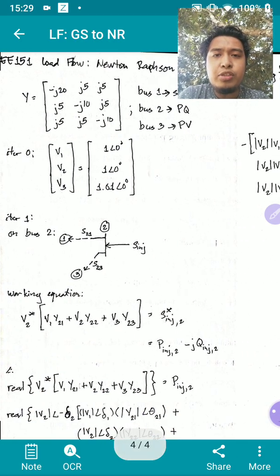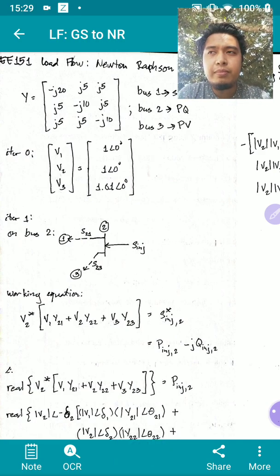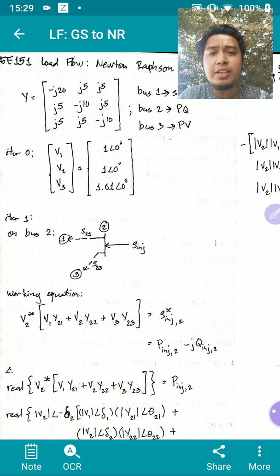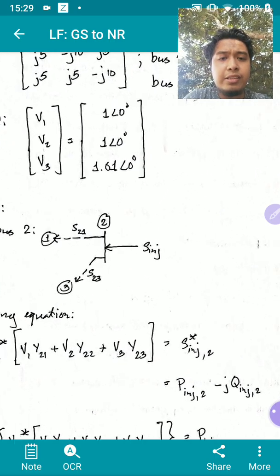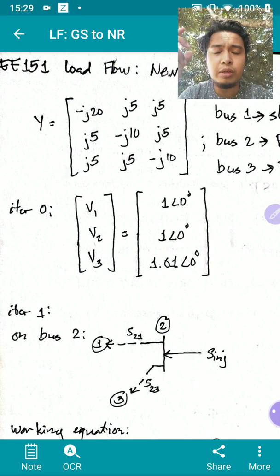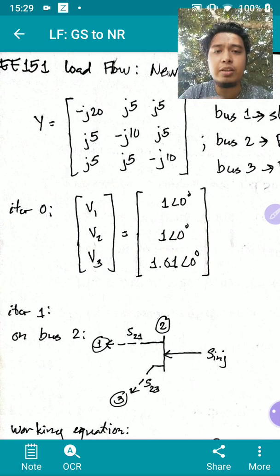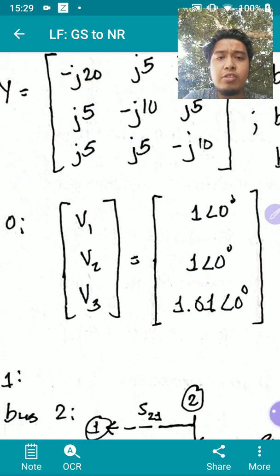So for today, I'll be showing the solution for the load flow of that same system, but instead of using Gauss Seidel, I'll be using Newton Raphson. So I'll still use the same system as before. You may want to recall what that system looked like. It's a 3-bus system with this admittance matrix.